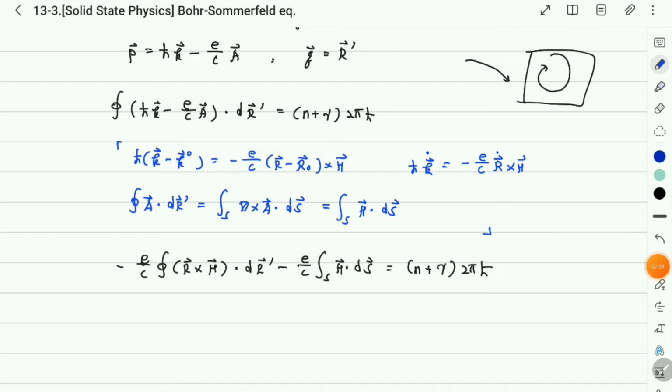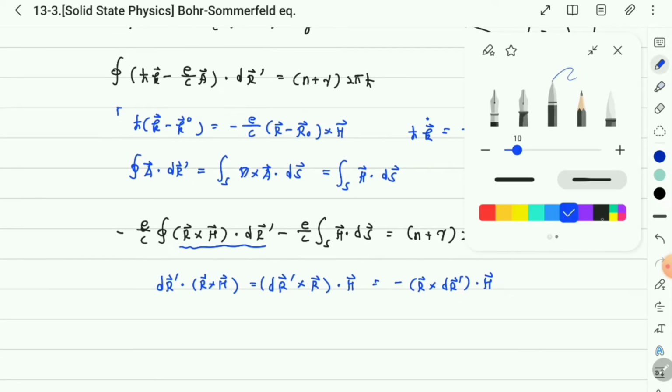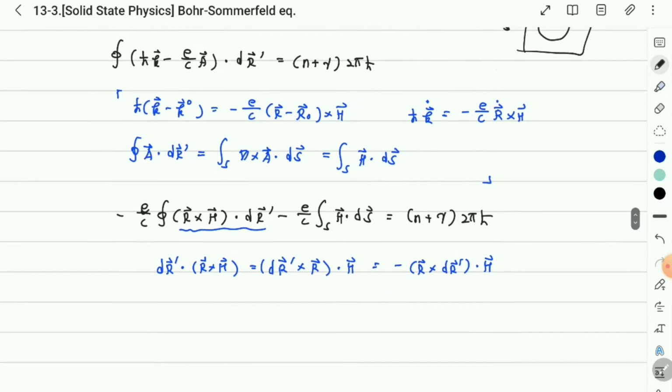It can be written down, and this term and the dot product are exchangeable: dr prime dot r cross h, and also it can be written as dr prime cross r dot h. Then it is minus r cross dr prime dot h. Therefore, here we divide both sides by e c.